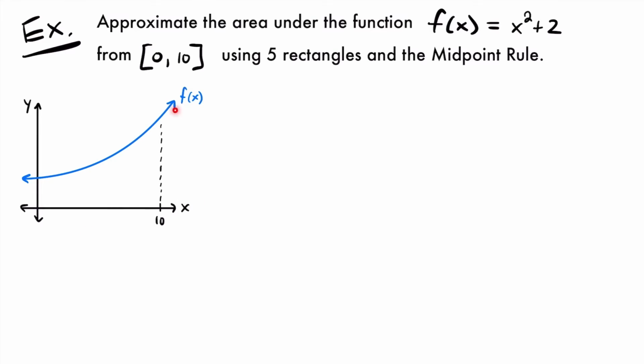And so then we have the graph of our function over here. This is x squared plus 2. And we want to find this area right here from 0 to 10. And so that would be this region that I am shading in right here.